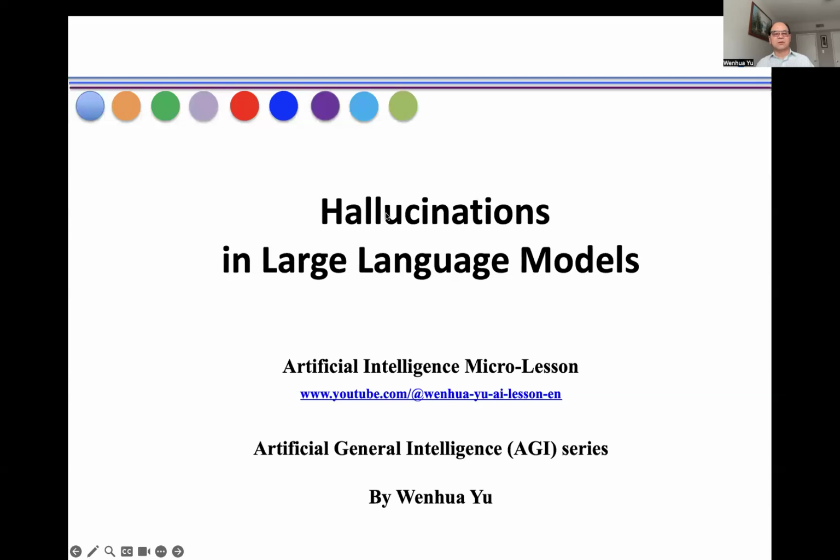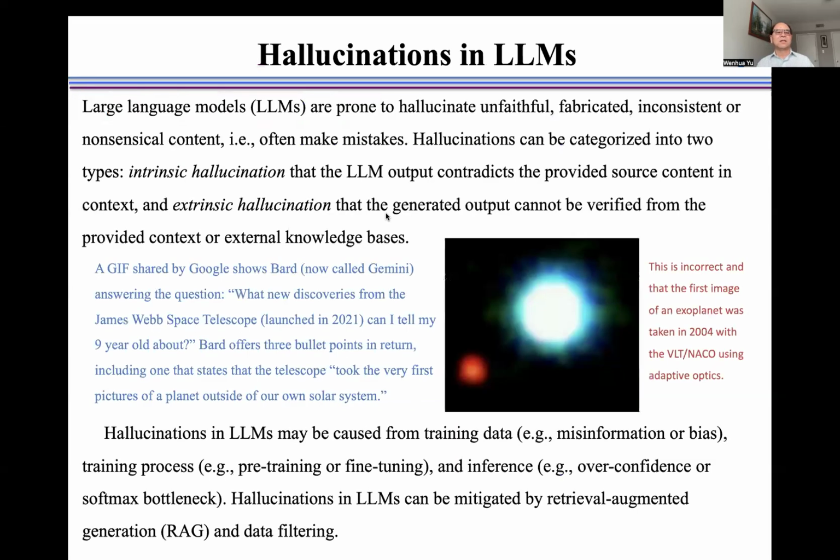In this video, I introduce hallucinations in large language models. Large language models are prone to hallucinate unfaithful, fabricated, inconsistent, or nonsensical content, namely, they often make mistakes.